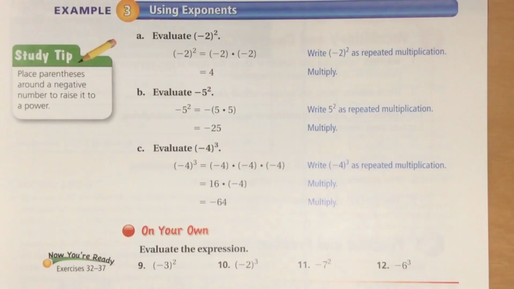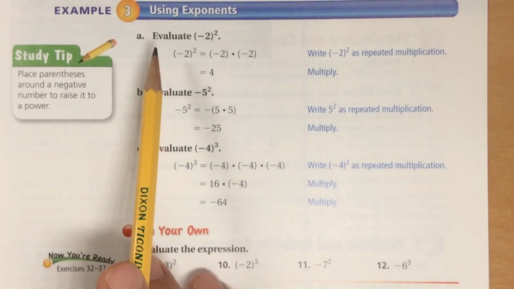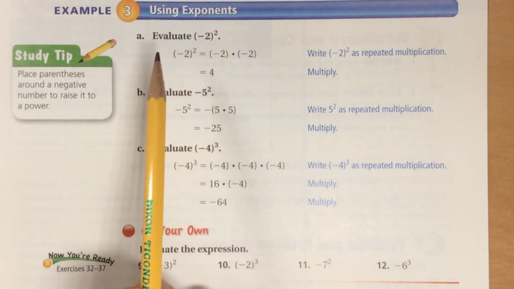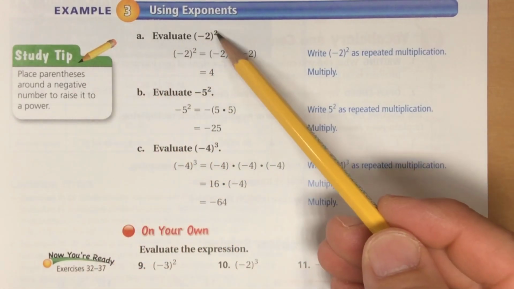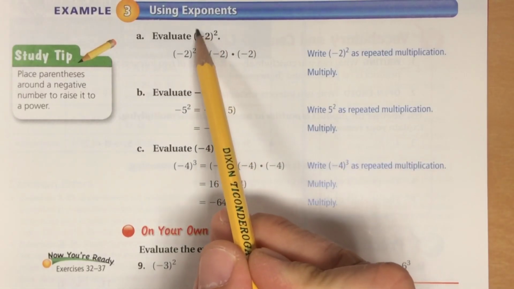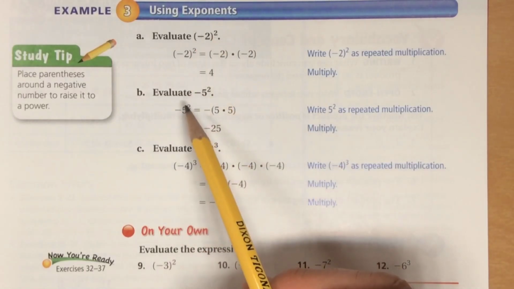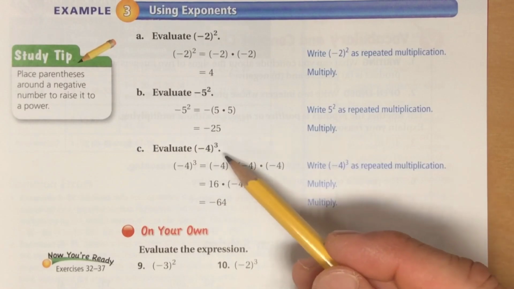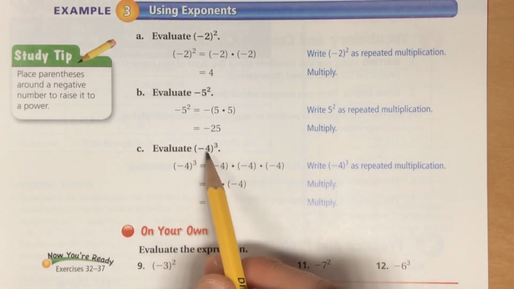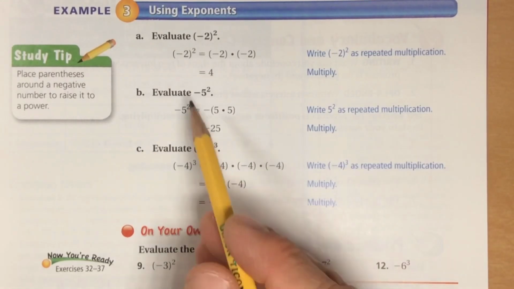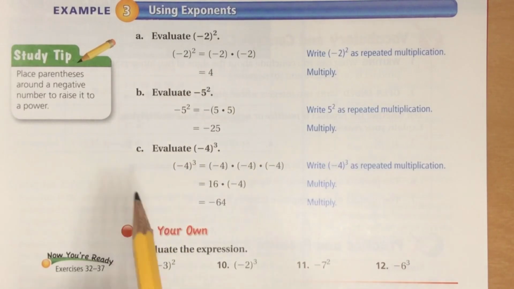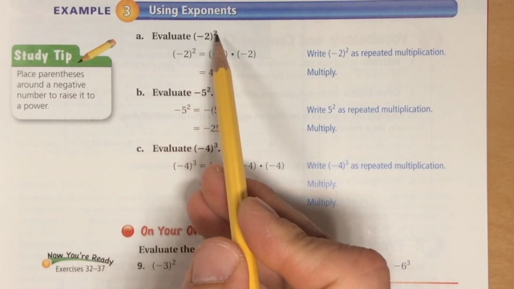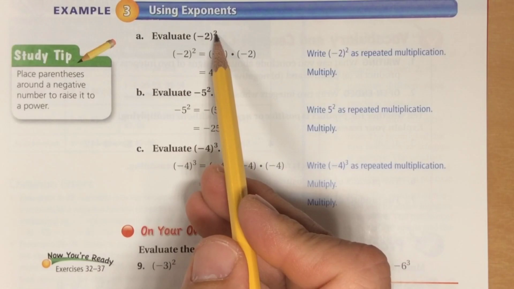Good job. Well, the next part of this lesson is using exponents. And hopefully you already know that when you raise something to the second power, that means you're multiplying it by itself twice. If you raise something to the third power, you're multiplying that by itself 3 times. But we're going to work with some negatives in here. So let's look. The exponent applies to exactly what it touches.